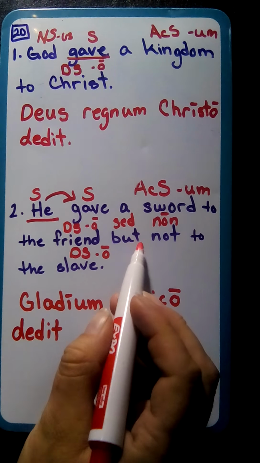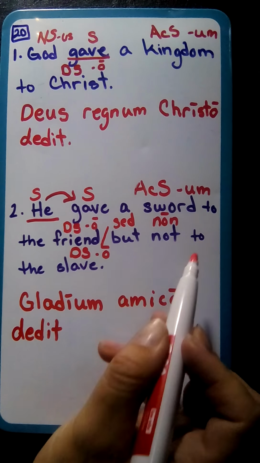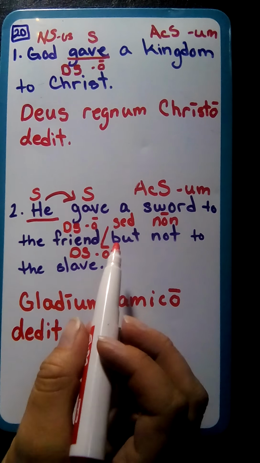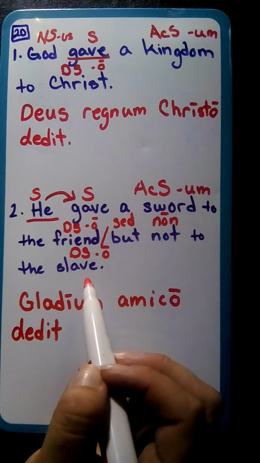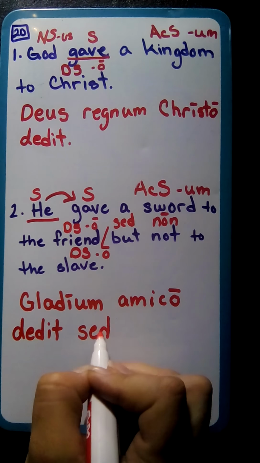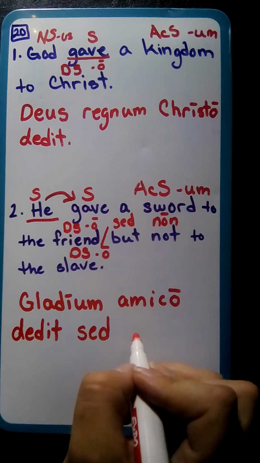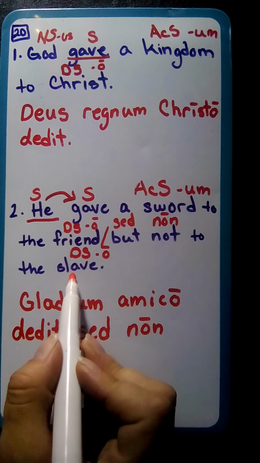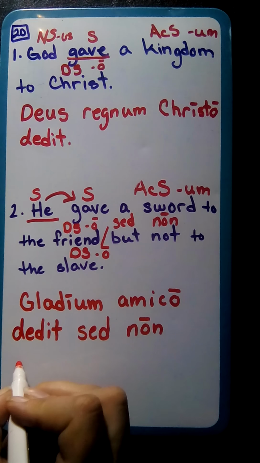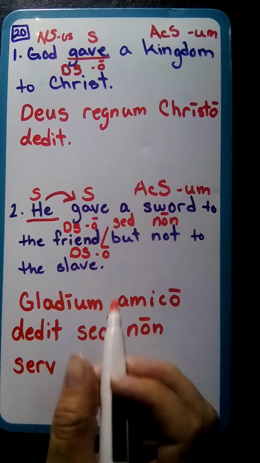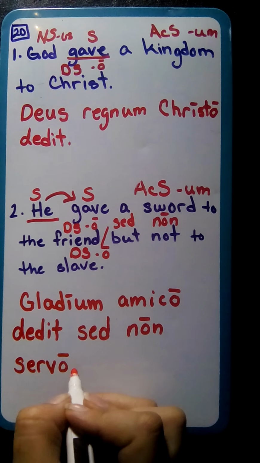And now we're going to do our extension. Anytime you see an and or a but, you can consider that an extension, unless it's connecting, like say, two subjects or two direct objects. This is connecting another thought. So we're going to say but, which is sed. But what? But not the slave. So we have non, slave, servus, servi. So we're going to start with our stem of serv, and we're going to add our ending of o, servo.